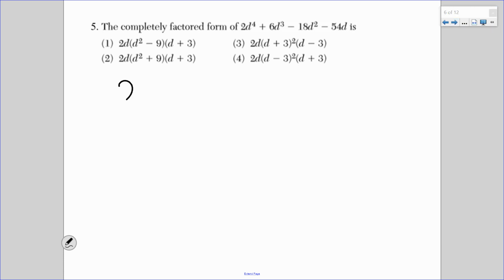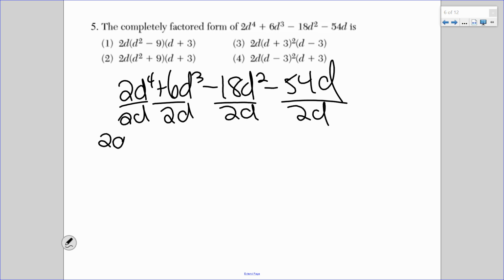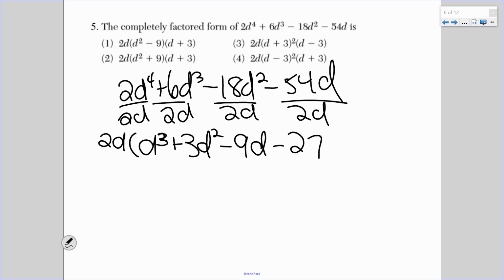Factoring, again, let's write this out so I have more space to work. First thing, when you're factoring, is a GCF. Is there a GCF? Yes. 2d. 2d times d squared plus, d to the third plus 3d squared minus 9d minus 27. Can I factor further? Well, there's 4 terms, so that's going to be grouping.